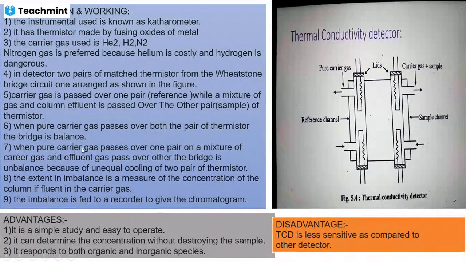Okay, then when pure carrier gas passes over both pairs of the thermistor, the bridge is balanced. When the pure carrier gas passes over one pair and a mixture of the carrier gas and effluent over the other, the bridge is unbalanced because of unequal cooling of the two pairs of thermistor. क्या होता है कि एक तरफ से प्योर गैस जा रहा है तो बैलेंस रहता है। Okay, अगर हमने एक साइड से प्योर गैस छोड़ा और दूसरी साइड से प्योर गैस प्लस सैंपल छोड़ा है, तो आपको unequal cooling will be there, and the extent of imbalance is a measure of the concentration of the column effluent in the carrier gas. Okay, then the imbalance is fed to a recorder to give the chromatogram.